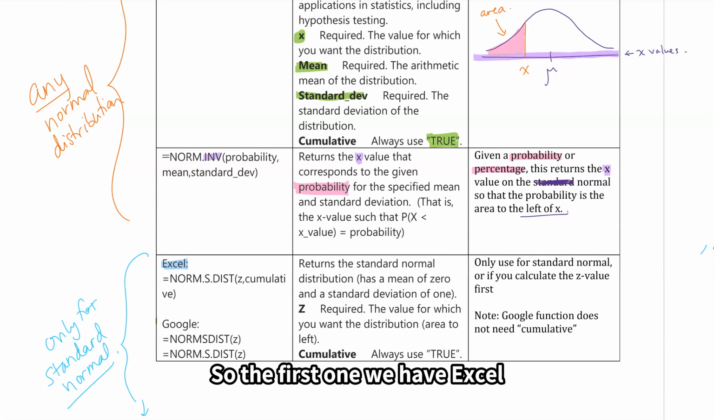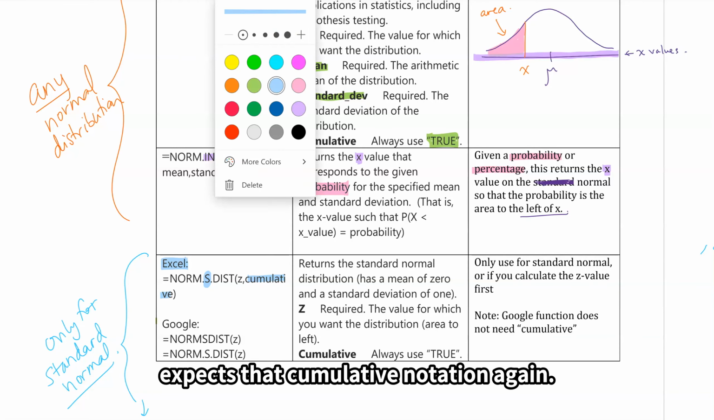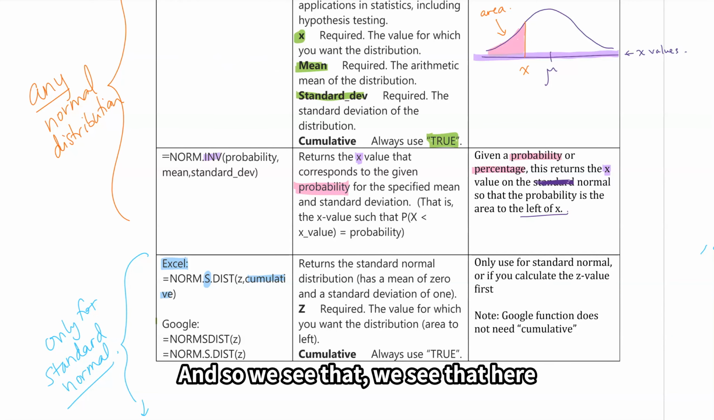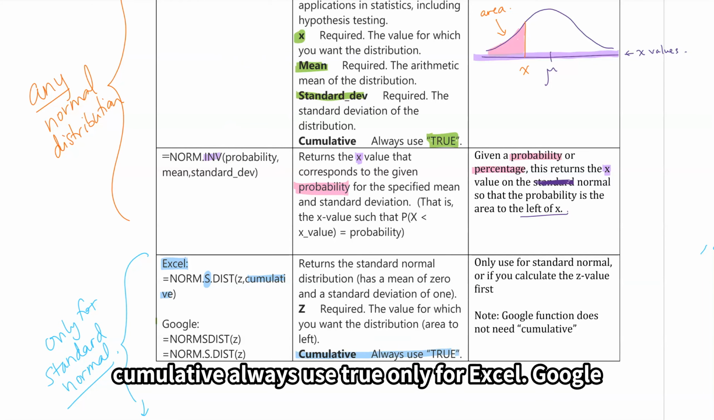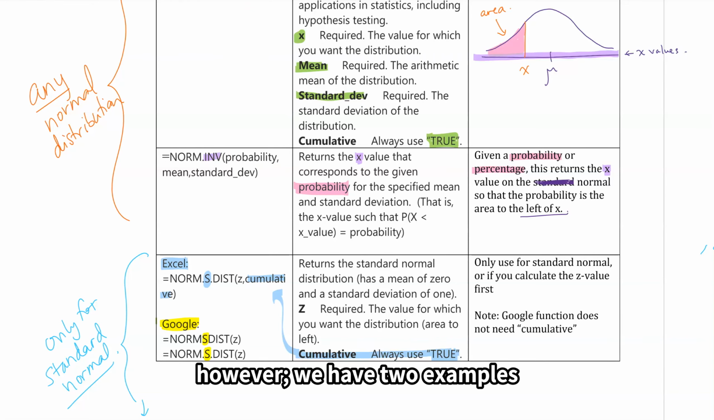So the first one we have Excel, norm.s.dist. Excel expects that cumulative notation again. And so we see that here. Cumulative, always use true, only for Excel. Google, however, we have two examples, one with dots and one without. Google doesn't really care if it has dots or not.